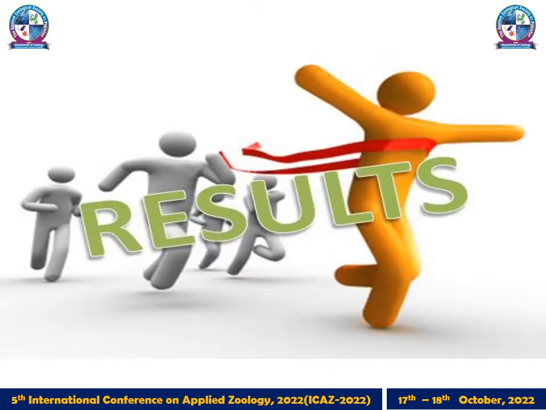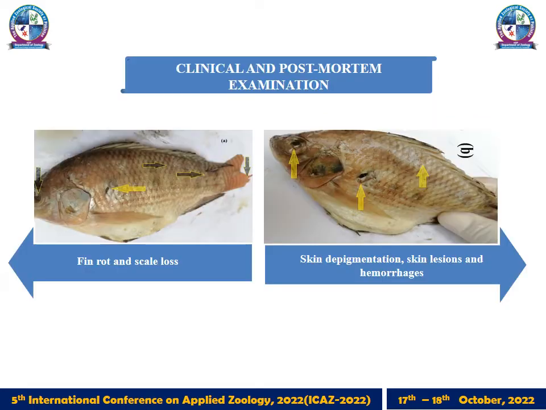And now we look at the results of my study. These figures show external abnormalities. First of all, this figure shows fin rot and skin loss, scale loss and skin depigmentation, skin lesions and hemorrhages.